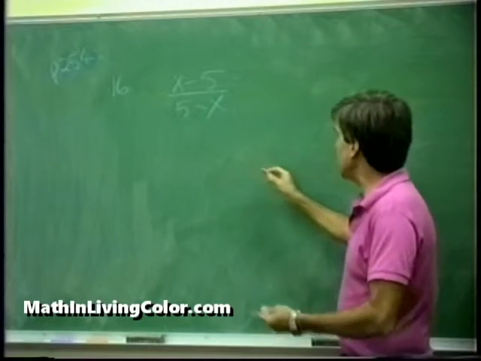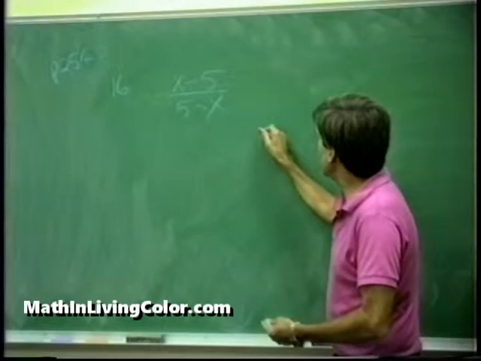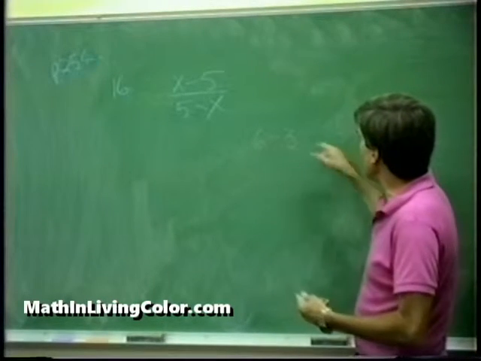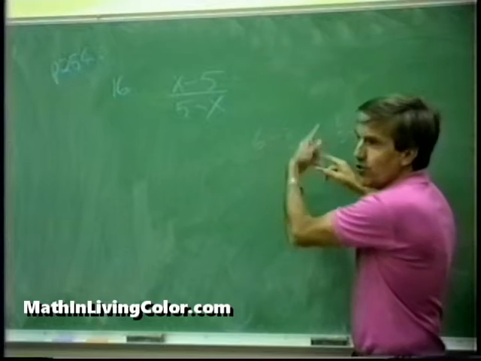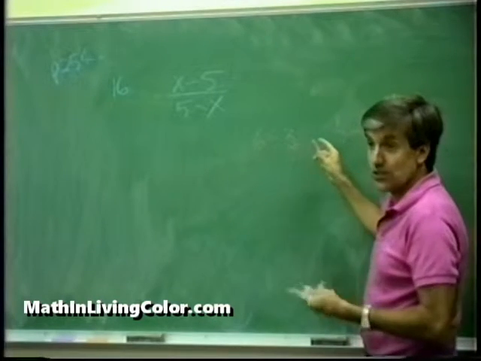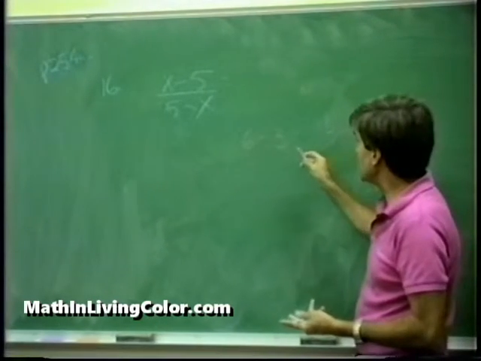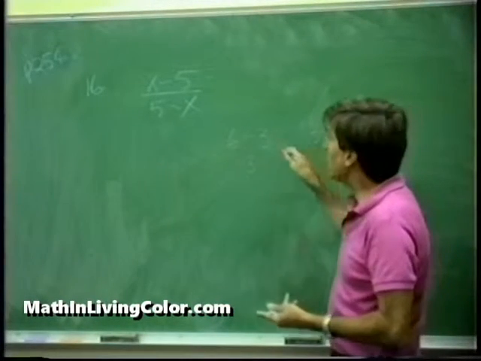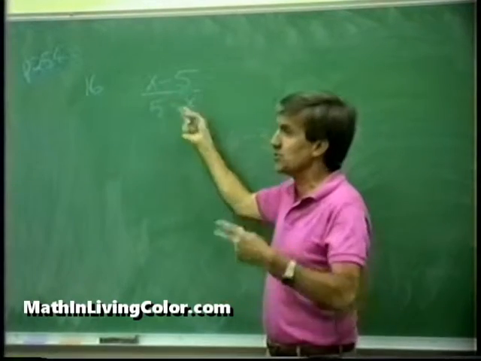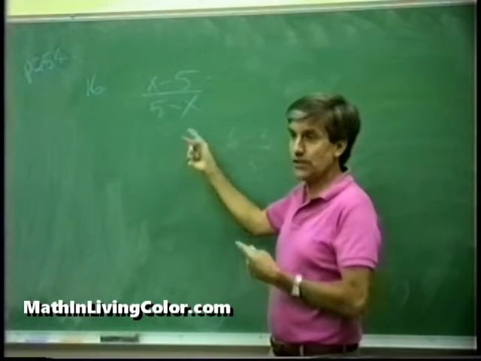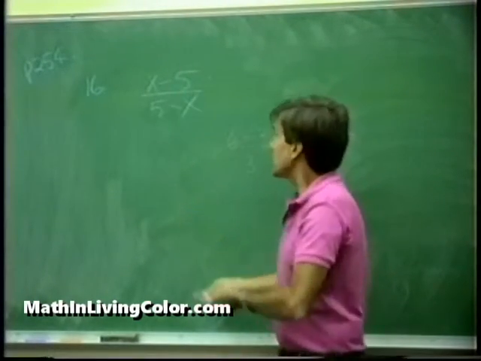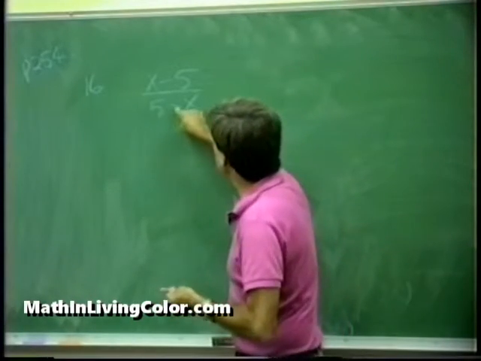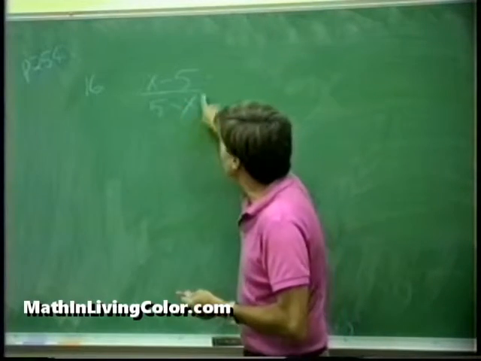What if I gave you something like, let's say, 6 minus 3, and asked you to compare it to 3 minus 6? What happens if I reverse the order of subtraction? Is it the same? It's not the same, is it? This one comes out 3, this one comes out negative 3. You see that? What happens when you reverse the order of a subtraction? It's the negative of it, isn't it? So in other words, the denominator here of 5 minus x is actually the negative of the numerator.